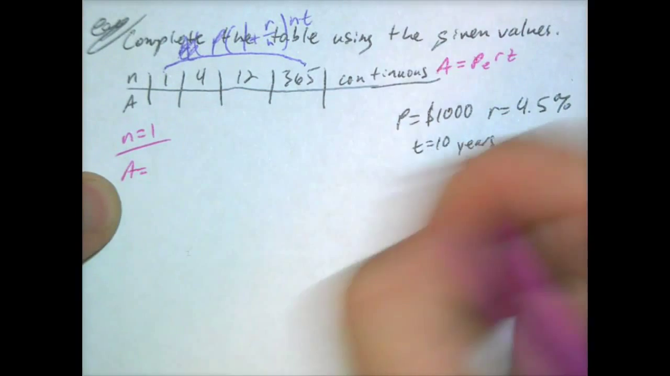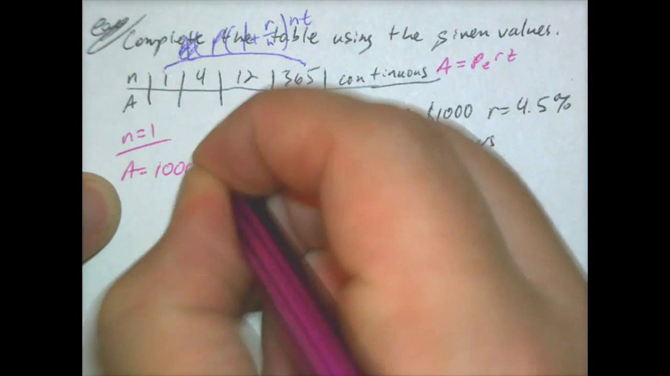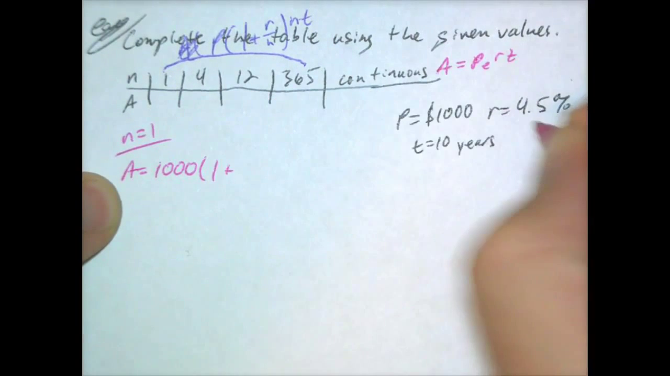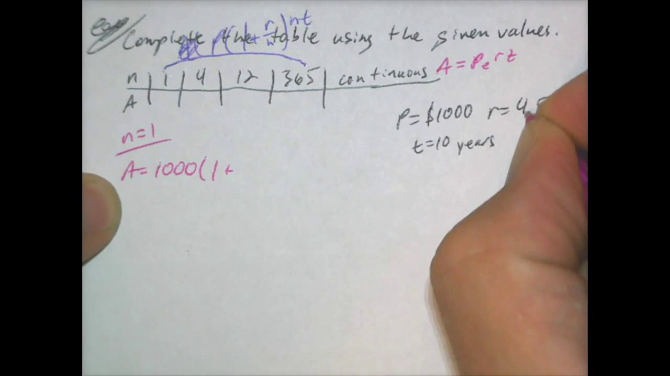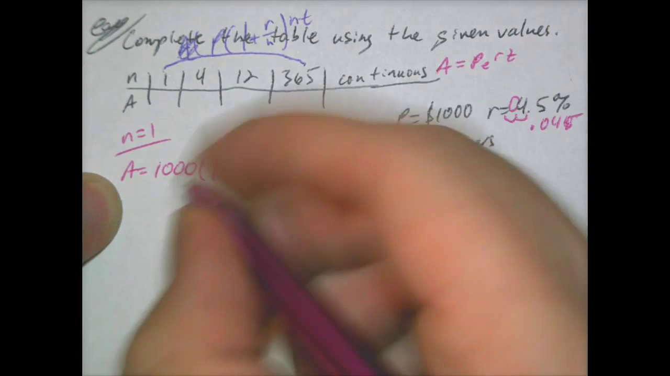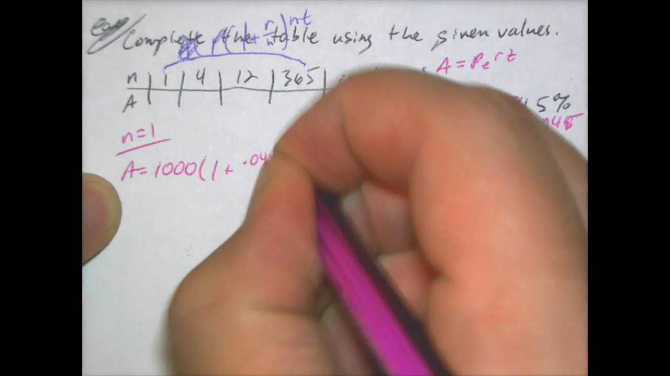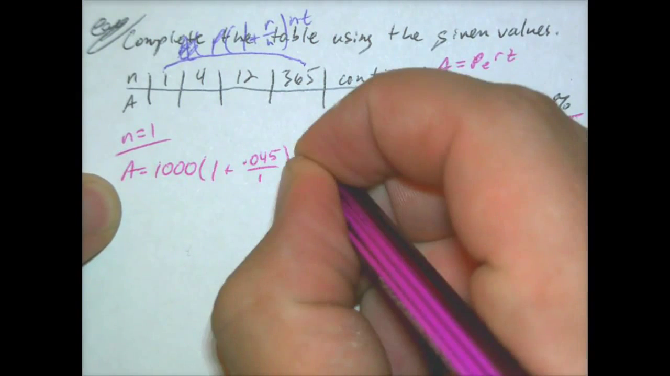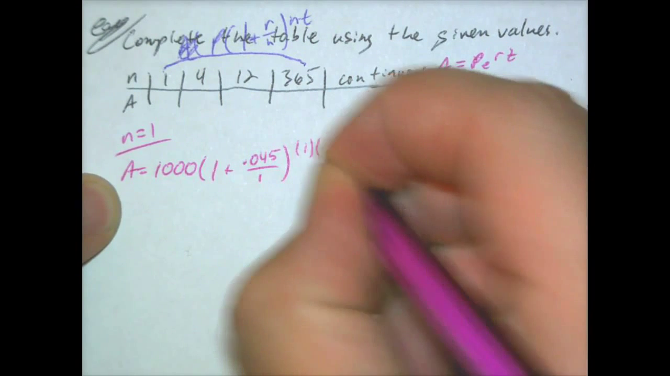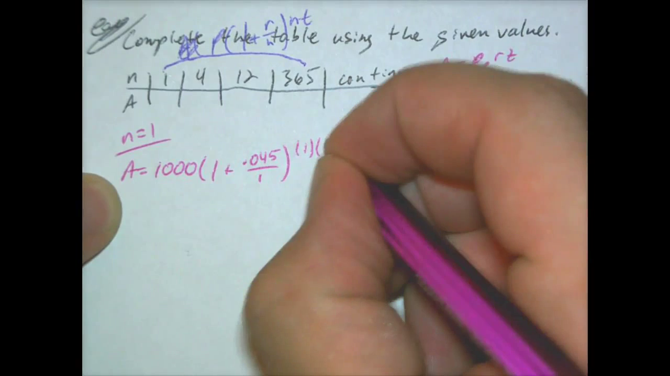A equals P, which is 1,000, times (1 plus r). Make sure you convert this: r needs to be 0.045, so move the decimal twice. The 0.045 over n, which in our first case is just 1, to the nt, so 1 times the time, which is 10 years.